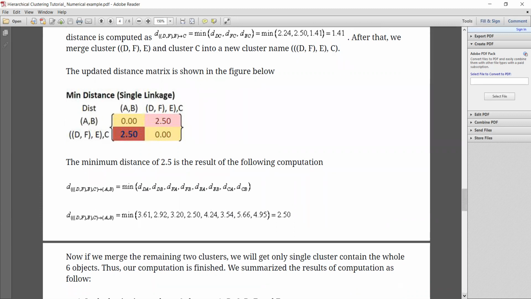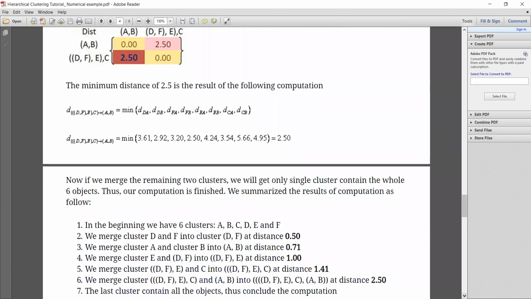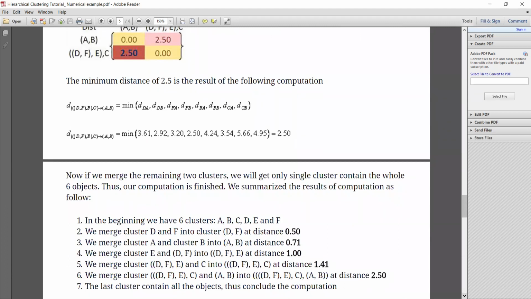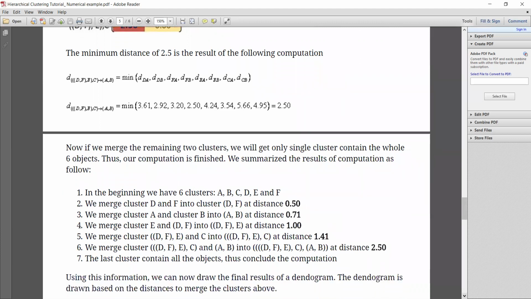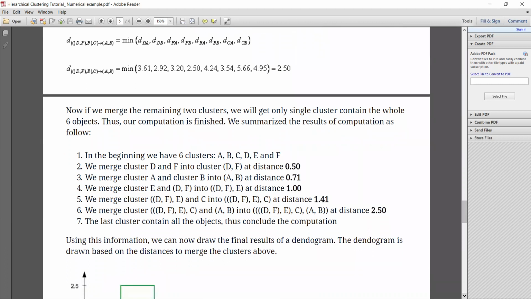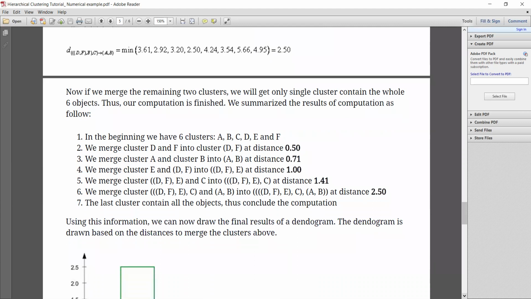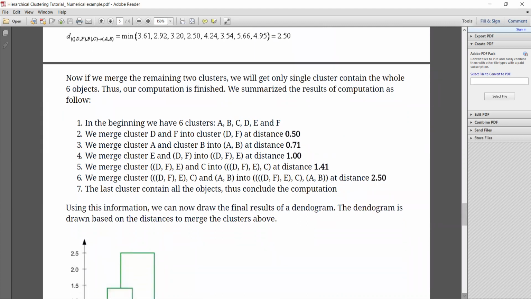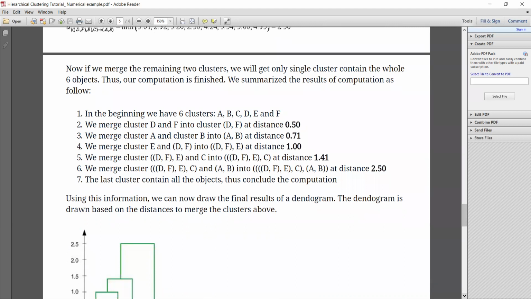So you can merge these in the last iteration. You can merge D, F, E, C and AB together, right? So you will get the single cluster, right? So if we summarize, if we merge the remaining two clusters, we will get only the single cluster containing the whole 6 objects, right? And thus our computation is finished for this algorithm.